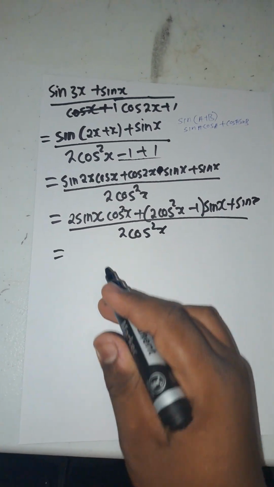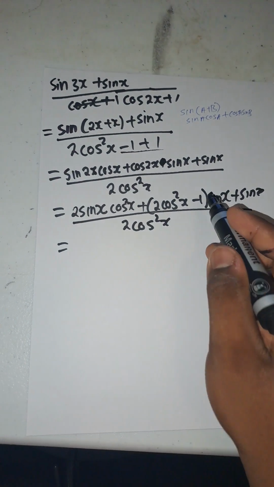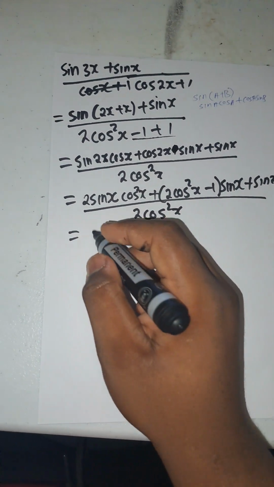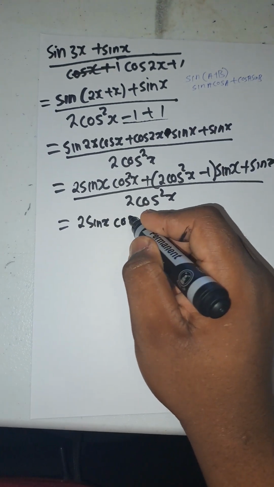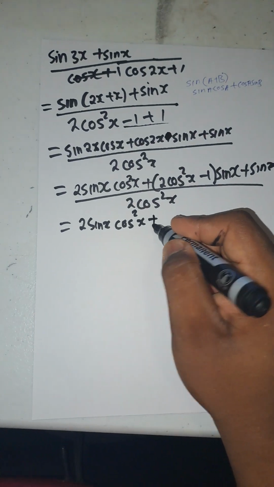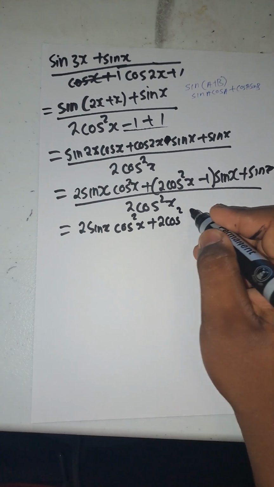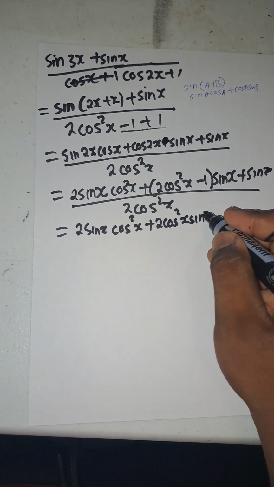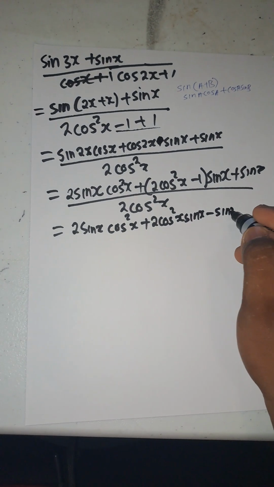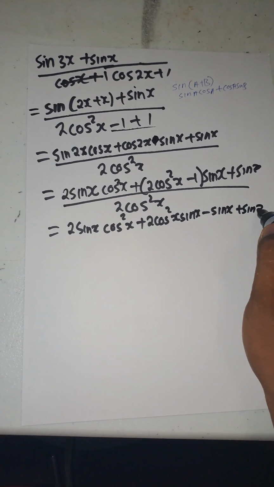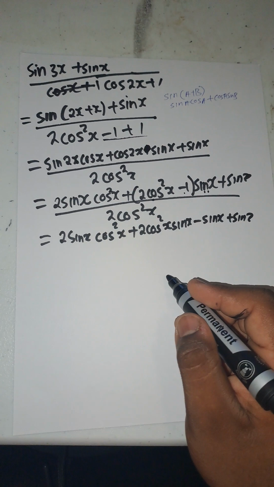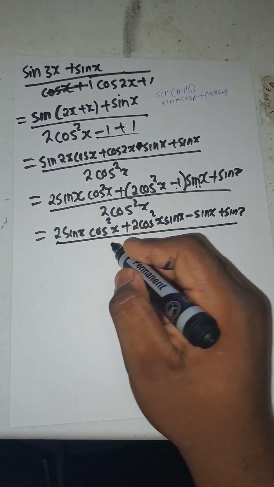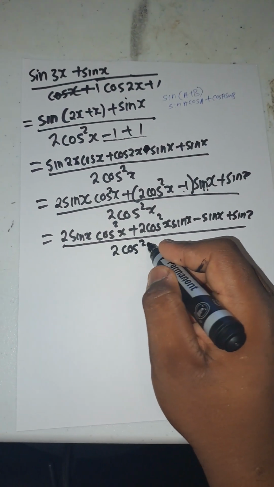Don't rush, relax. After that, you are going to expand this one, right? So let's open it up. 2 sine x cos squared x plus 2 cos squared x sine x minus sine x plus sine x. Sine x times 2 cos squared x, sine x times negative 1, plus that one, over 2 cos squared x.